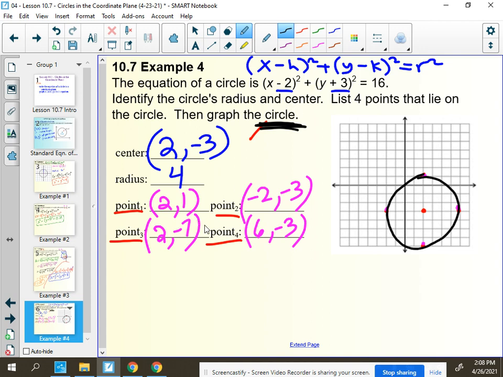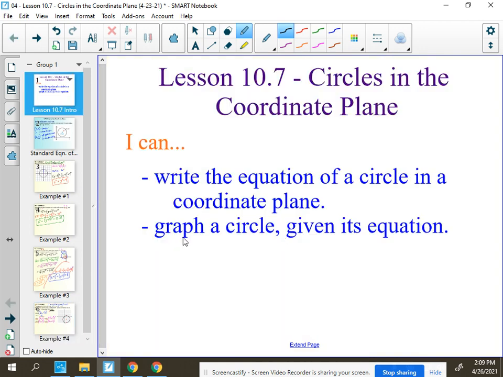Okay, so that's kind of the second direction. You start with the formula, pull out some key points, or at least a key point and a key number as far as the radius. Use that to then get some points that we can help make our circle. So that's it. There's lesson 10.7. We graphed it, given the equation. We wrote a couple different ways of writing the equation, or at least we wrote it the same way, given a variety of information.